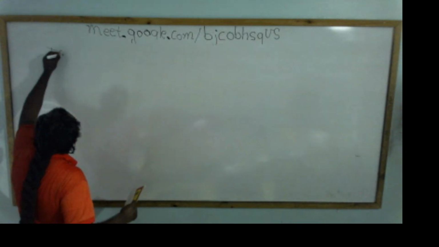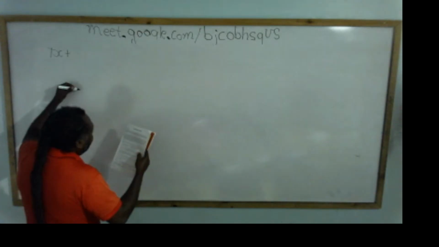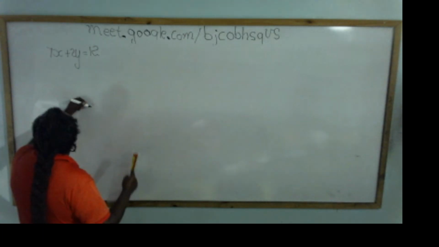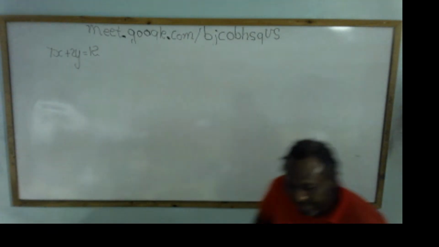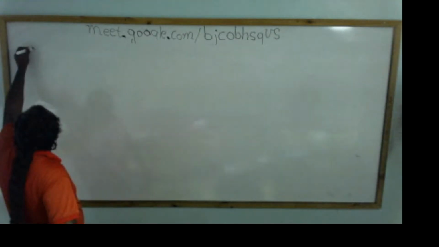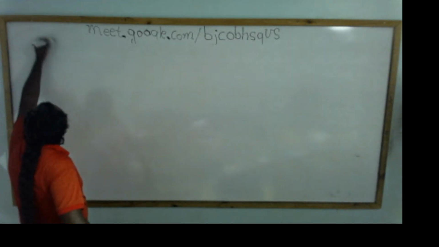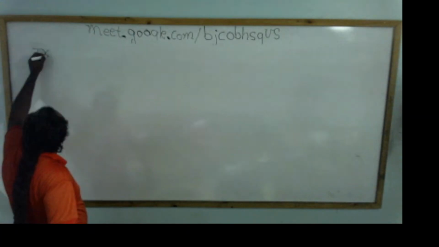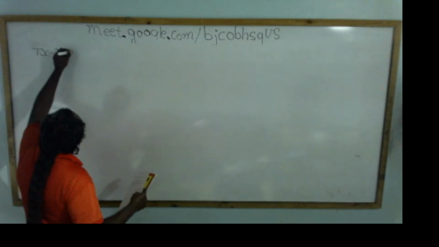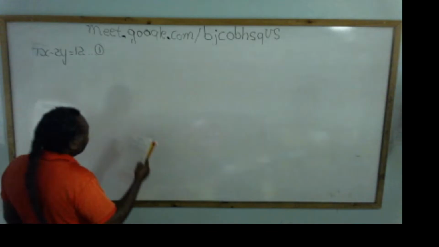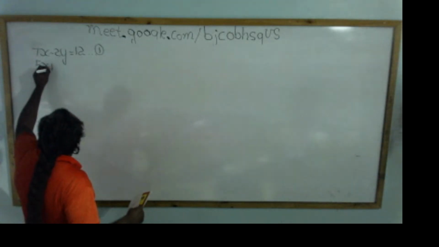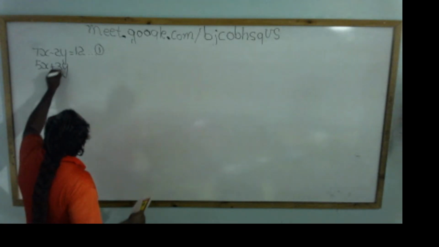7x plus 2y is equal to 12. 7x minus 2y is equal to 12, and that is your equation 1. The equation 2 is 5x plus 3y is equal to 10, and that is your equation 2.